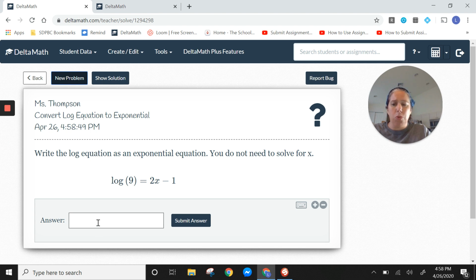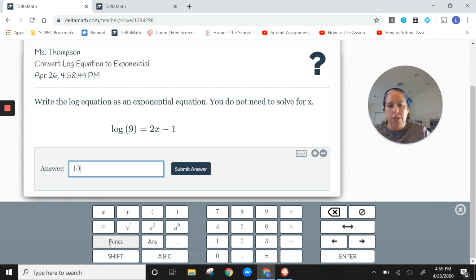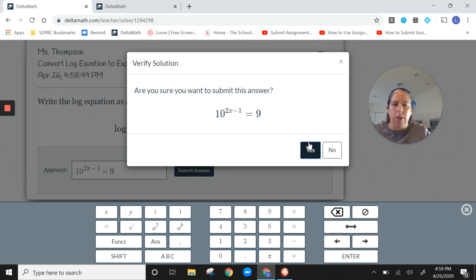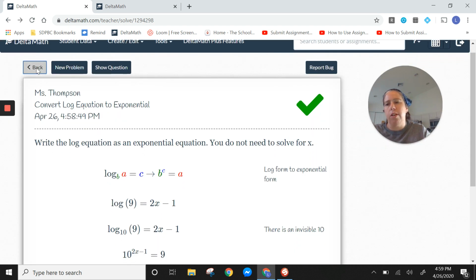So make sure you guys use 10. So this would be 10 raised to the, okay, or if you want to go back, use the keyboard. 10 raised to, there's the exponent button. Okay, raised to the 2x minus 1 power. Shift it over, equals 9. Submit your answer. Is that right? Yes, bam. Okay, awesome. Okay, so there's that first part.